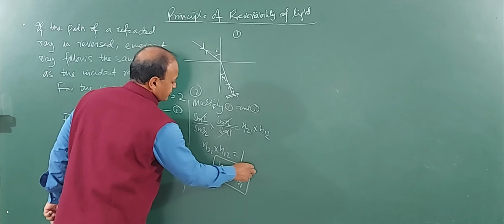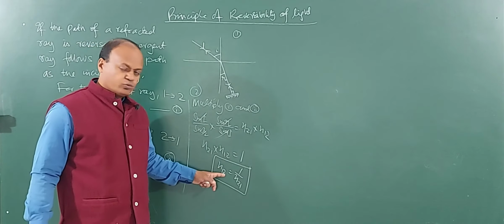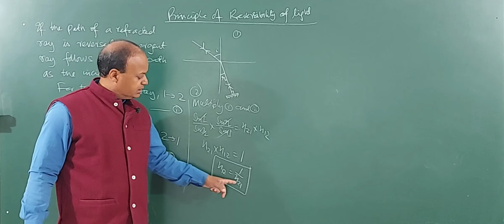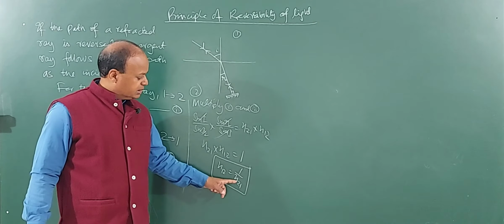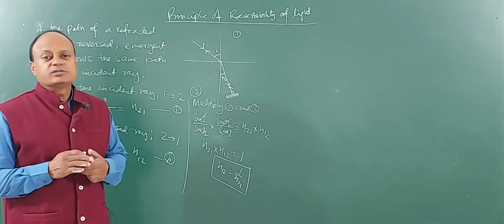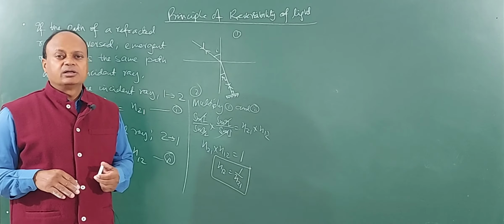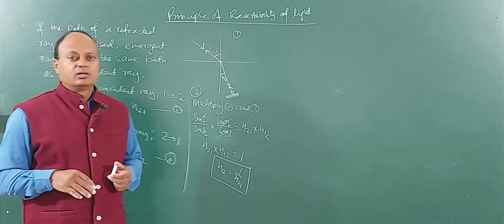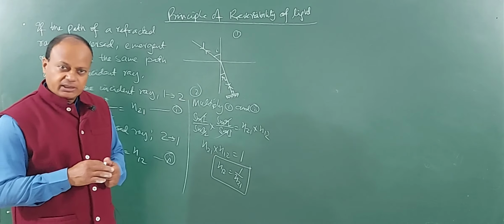This result can also be written as, now this is very interesting. Refractive index of 1 with respect to 2 is the reciprocal of refractive index of 2 with respect to 1. Means if you interchange the medium, the refractive index becomes what? Reciprocal. Okay? Keep in mind.